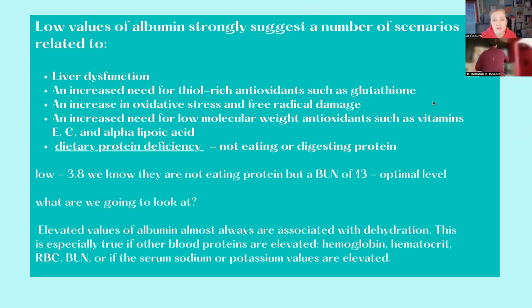Elevated levels almost always are associated with dehydration, and it's especially true if other proteins are elevated. So if hemoglobin's elevated, hematocrit's elevated, RBCs are elevated, BUN's elevated, or the sodium and potassium levels are elevated, that's all strongly signaling that they're dehydrated. But if they're not eating enough protein, those other protein markers could also be down. So this is one of those cases where there could be hidden dehydration, because all these other blood proteins that you normally would think should be elevated could be lower. So the BUN's going to be lower and the albumin could be lowered because they're just not getting enough protein, so they're not making these other blood proteins. Does that make sense?